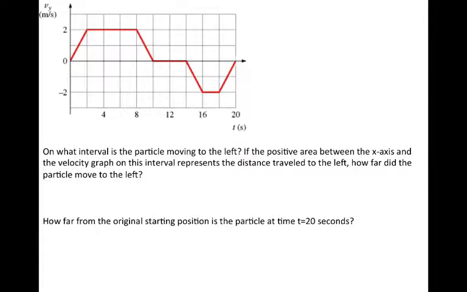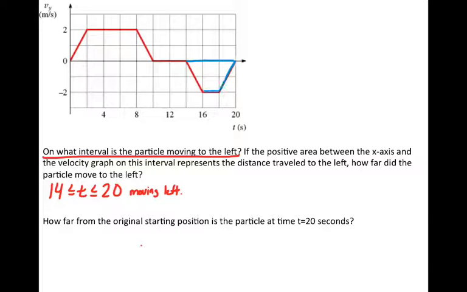Alright, and then now we got to see where is it going to the left. Well, it's going to the left when the velocity is negative. Now, it actually doesn't start going negative until 14 seconds. So from 14 to 20. So we're going to write 14 to 20, put t in the middle, less than or equal to, less than or equal to. And that's when it's moving to the left.